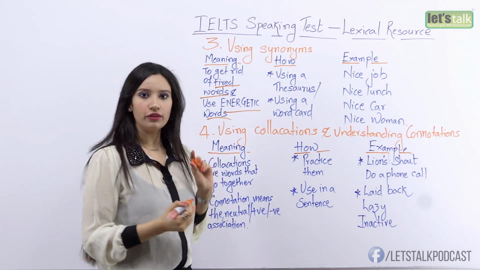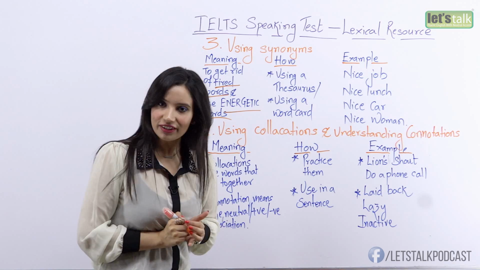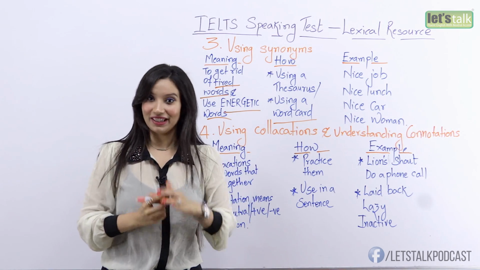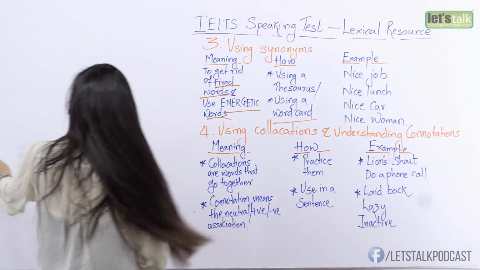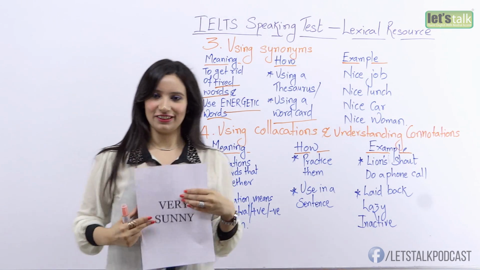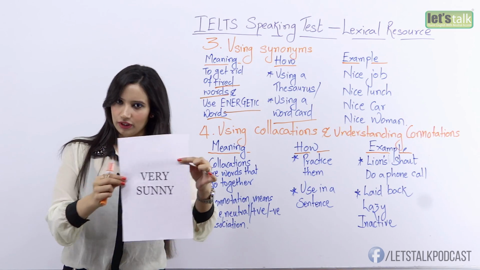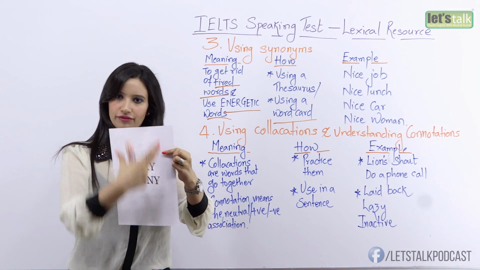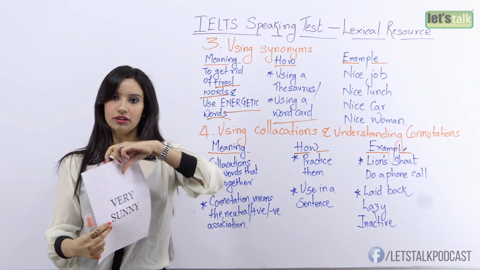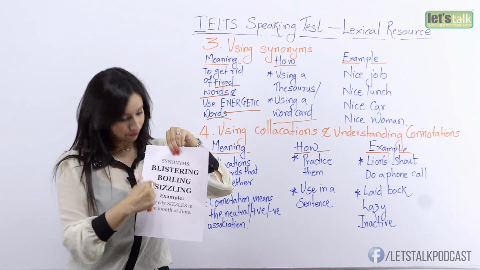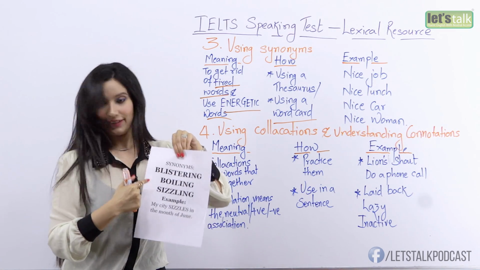The other option that you have is to use a word card. Do you want to know what a word card is? I have an example for you. I'll show you. Let's look at this word: very sunny, right? You can create a word card like this with a word on the front side, very sunny, and its synonyms on the back side. For example, blistering, boiling, and sizzling.